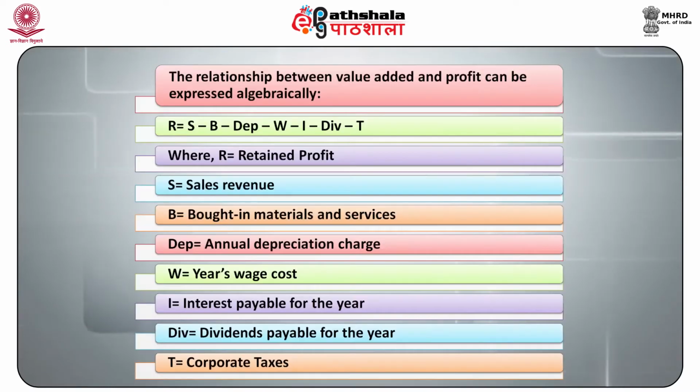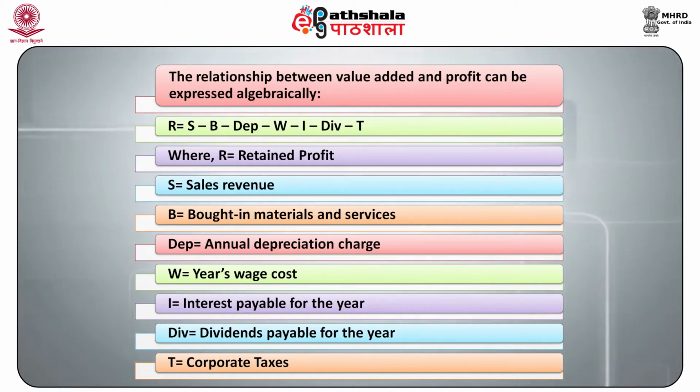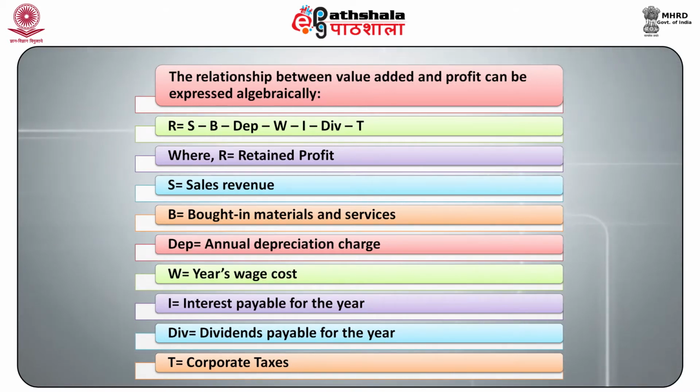The relationship between value added and the profit can be expressed algebraically as R = S - B - depreciation - W - I - dividend - T, where R is equal to retained profit, S is equal to sales revenue, B stands for bought in materials and services, depreciation is equal to annual depreciation charge, W is equal to year's wage cost, I is equal to interest payable for the year, dividend is dividend payable for the year, T is equal to corporate taxes.